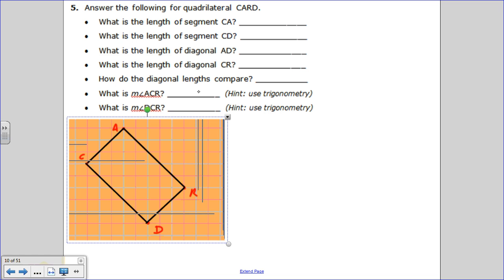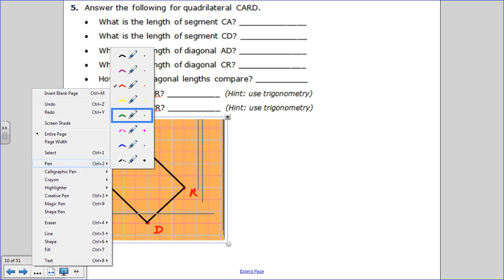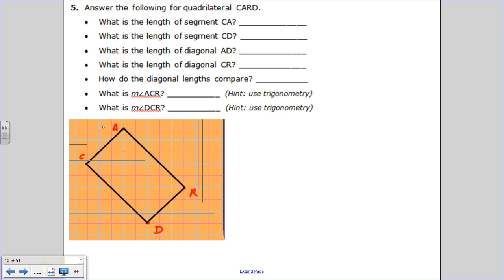So to find the length of segment CA, or to find the length between any 2 points on a grid, you can use the Pythagorean theorem. But you would have to create right triangles. So you have to get from C to A by making a right triangle. So you have to go up.